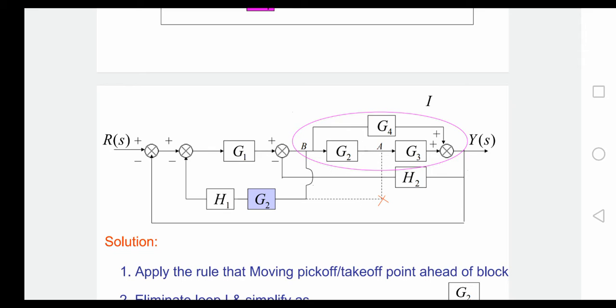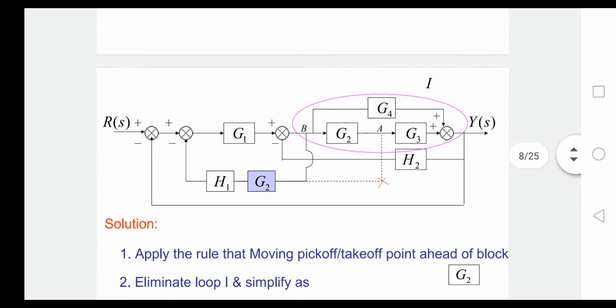Now the pink color circle shows the feed forward path. G2 and G3 are in cascade connection, and after the G2 and G3 cascade connection, G4 is in parallel, that means in a parallel path, so you can add.